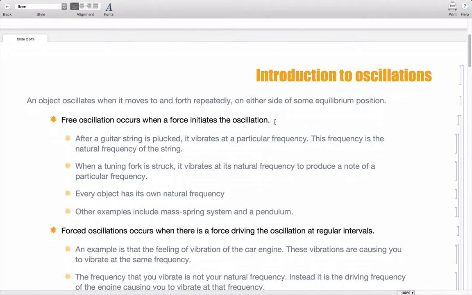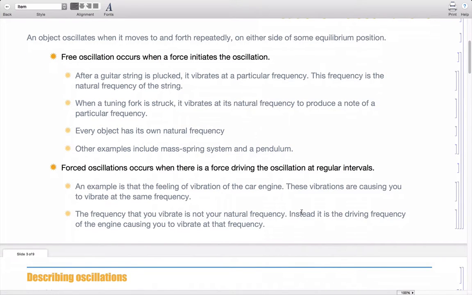An example of this is when a guitar string is plucked. Another example is striking a tuning fork. Every object has its own natural frequency. In the case of the guitar string, after it's plucked, it vibrates at a particular frequency. This frequency corresponds to the natural frequency of the string. Some other examples of free oscillations include mass spring oscillation or a pendulum.